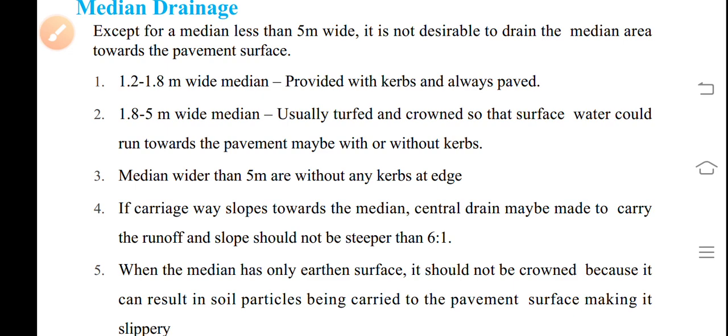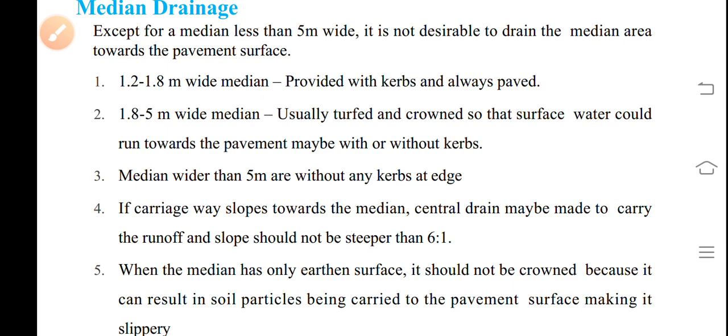A 1.2 to 1.8 meter wide median is provided with curbs and always paved. A 1.8 to 5 meter wide median is usually turfed and crowned so that surface water can run towards the pavement, maybe with or without curbs. Third point, median wider than 5 meter or without any curbs at the edge.